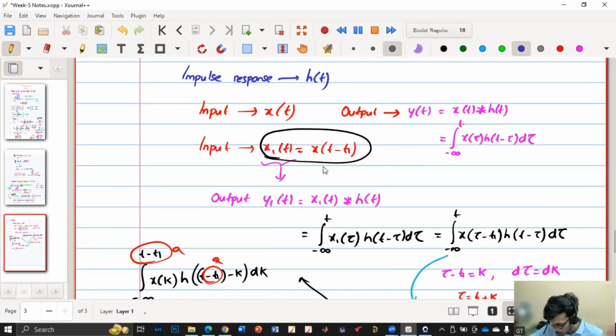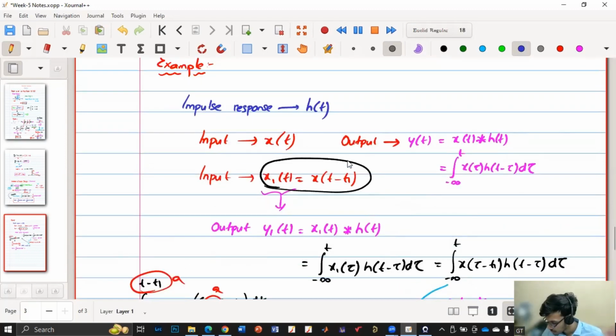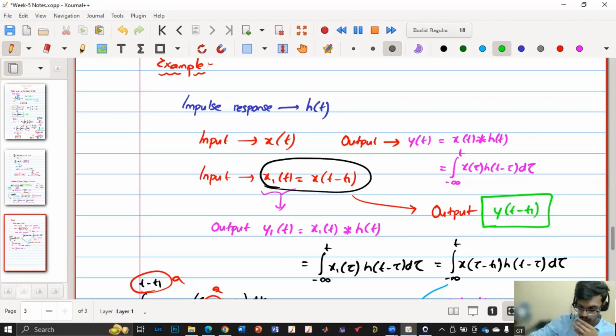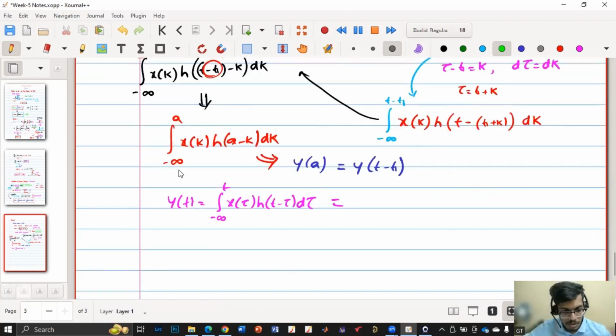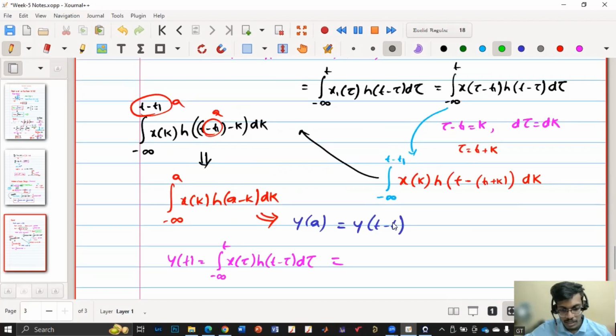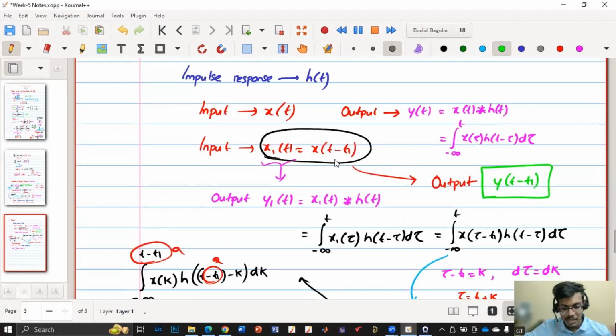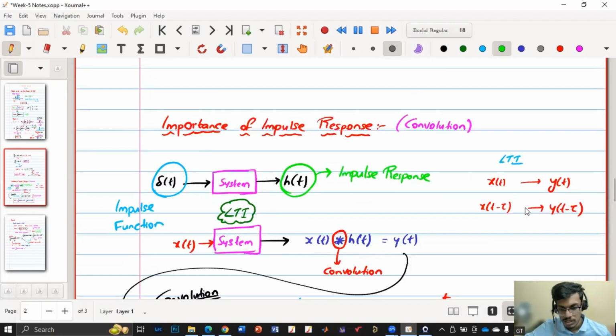So for the input x of t minus t1, I got my output y of t minus t1. Understood? Using the convolution theorem, I first assumed that the output is y of t for input x of t. Then I gave input x of t minus t1 and the output I got is y of t minus t1, because if this is y of t, this will be y of a. So for x of t minus t1 input, I got y of t minus t1 output, which is linear time invariant.